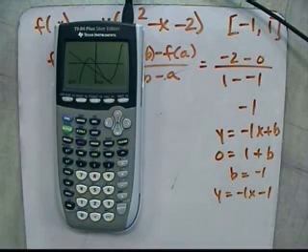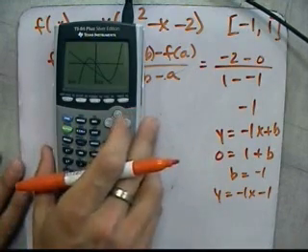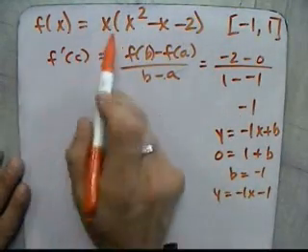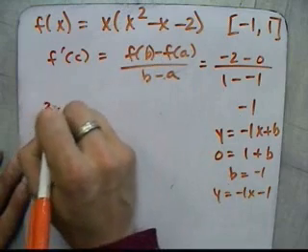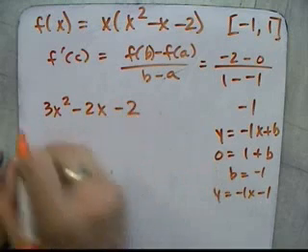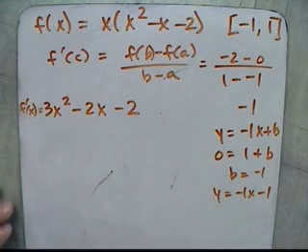So these were my two endpoints right here. Now I want to find some point along this curve that matches the slope of this. That's what I'm looking for. Okay? So it's Rolle's theorem basically turned on its side. So let's go ahead and find that c value. We're going to do that by taking the derivative and then setting the derivative equal to our slope, which was negative 1. So let's take the derivative of this guy, which is going to be 3x squared, and then minus 2x, and then minus 2. That'd be our derivative.